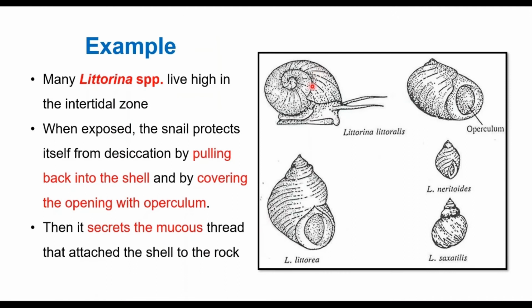Littorina, a gastropod species in the rocky intertidal, retracts its body inside and makes a protective coating on the operculum region. And then it sticks with a protective kind of mucus to the rocky intertidal shore. And then it waits for the next tide to come in.